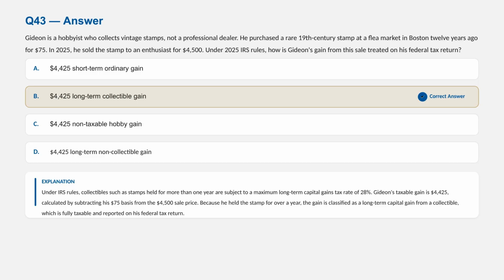Because he held the stamp for over a year, the gain is classified as a long term capital gain from a collectible, which is fully taxable and reported on his federal tax return. Great, now let's move to our next question.